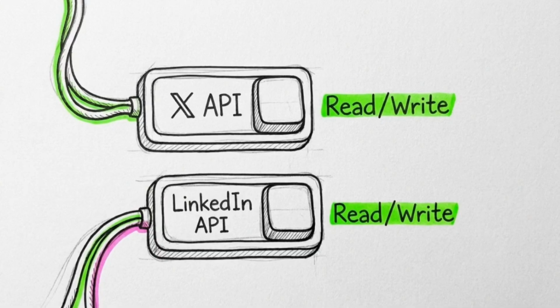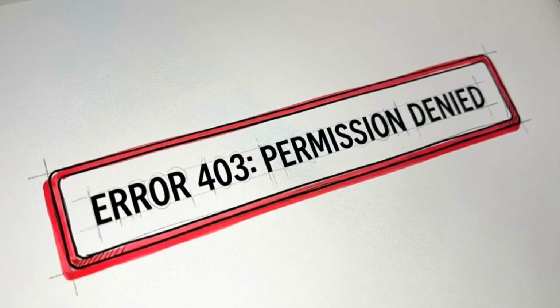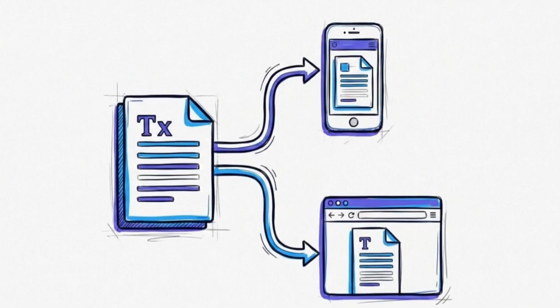Ensure both the X and LinkedIn APIs are set to read and write permissions. If they are set to read only, the automation will be blocked from posting. This routing logic allows a single prompt to drive a coordinated multi-channel distribution strategy.